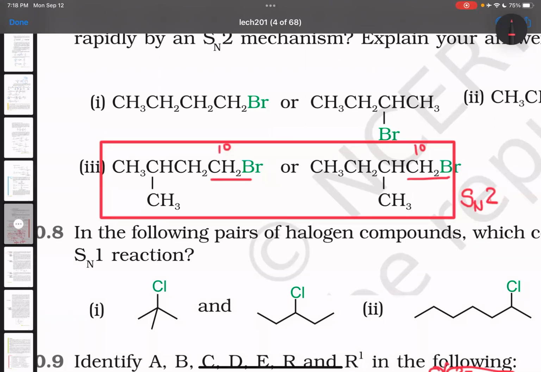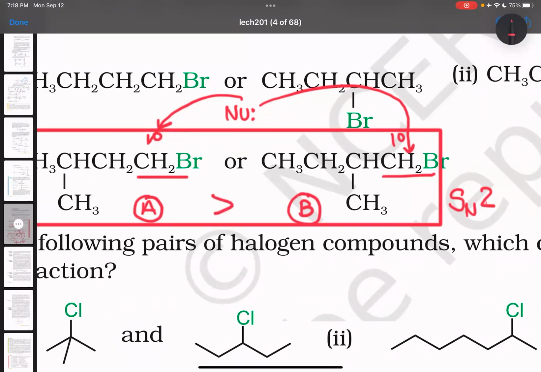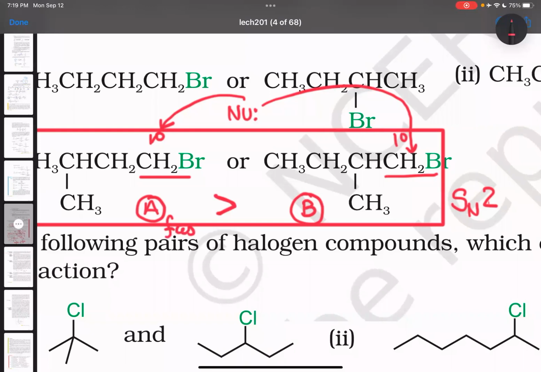Now, how will I decide the rate of SN2? Rayan, Anushka, Imad, quickly tell me which one is going to get attacked by the nucleophile more quickly. A or B, which will react more rapidly and why? Sir, A, I think. Yeah, A. Why A? Because it suffers greater steric hindrance.